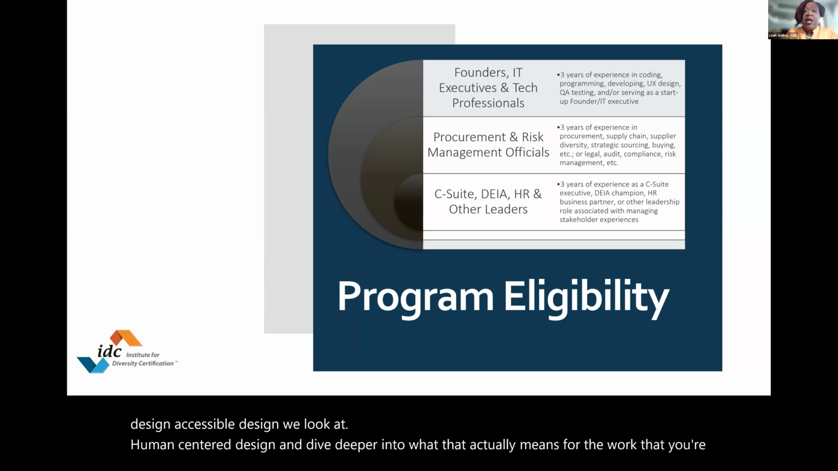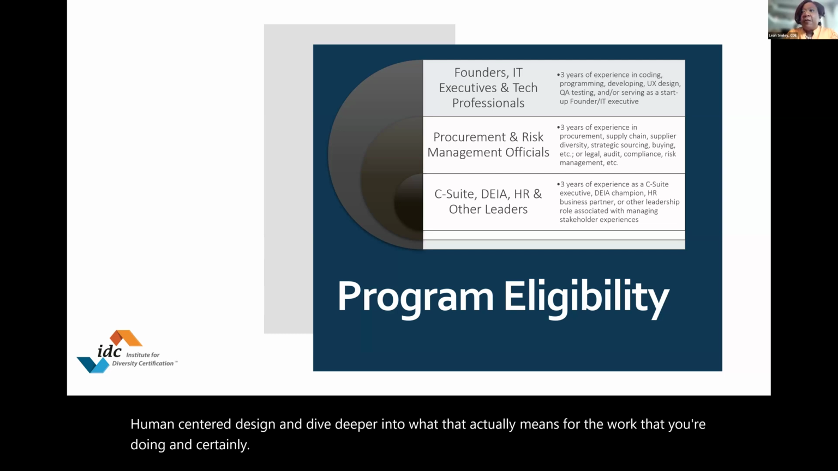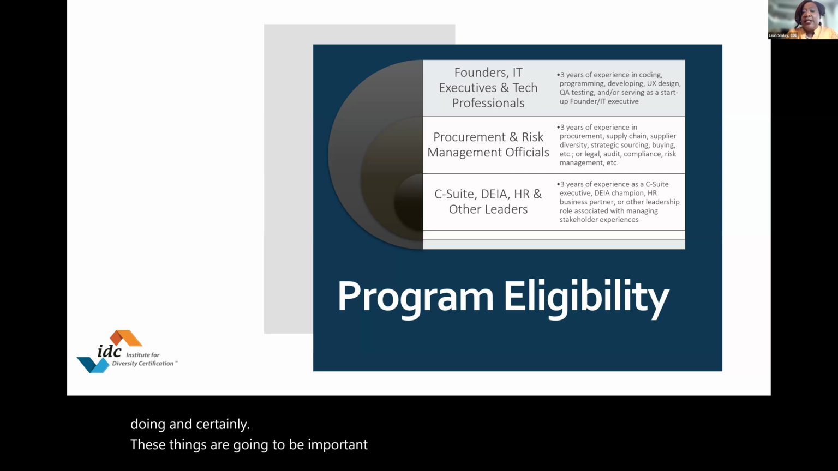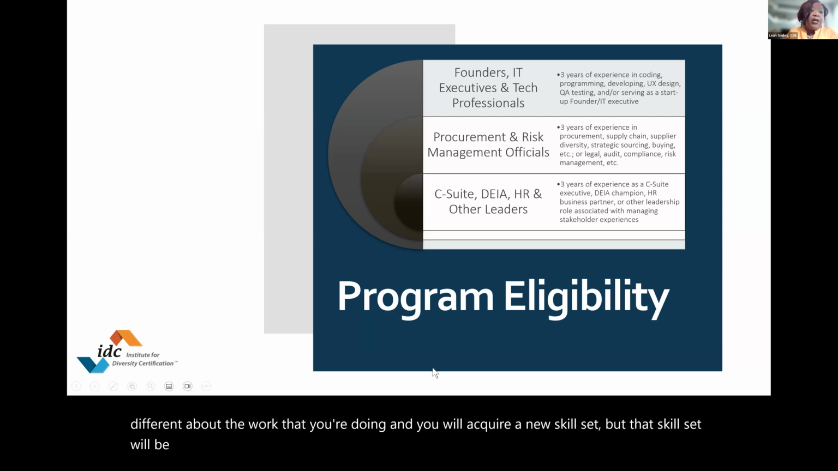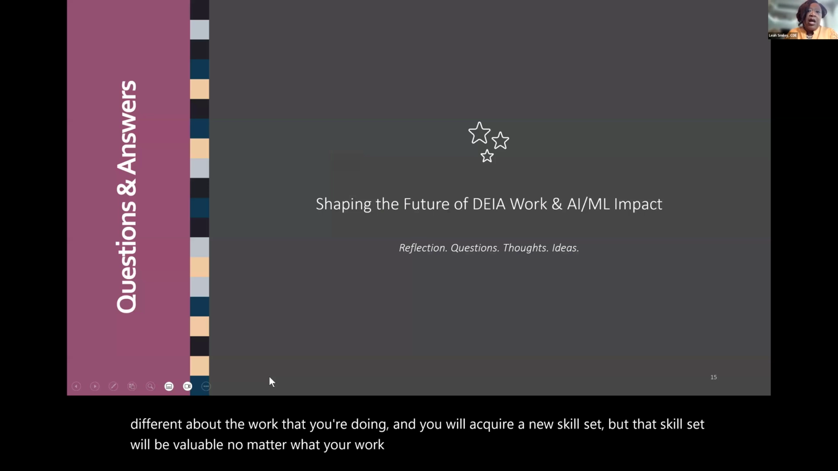And certainly, all of these things are going to be important. So it is going to challenge you to think a little bit differently about the work that you're doing. And you will acquire a new skill set, but that skill set will be valuable no matter what your work is.